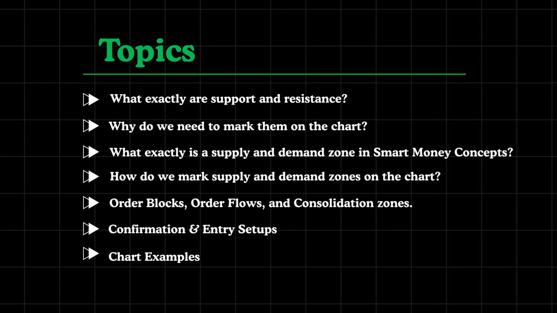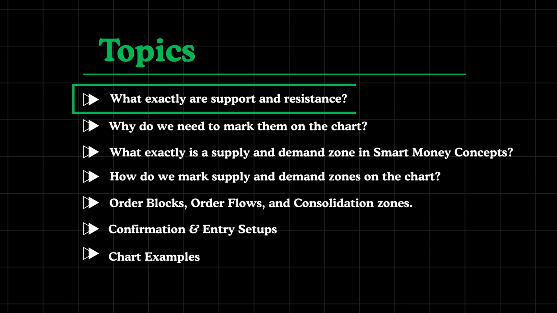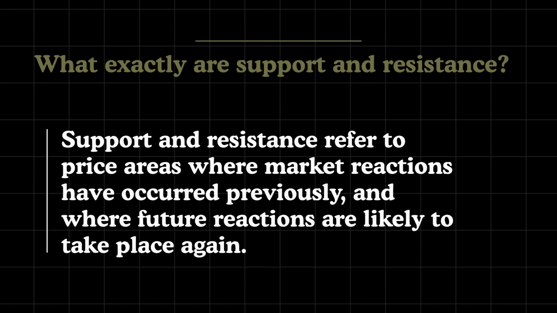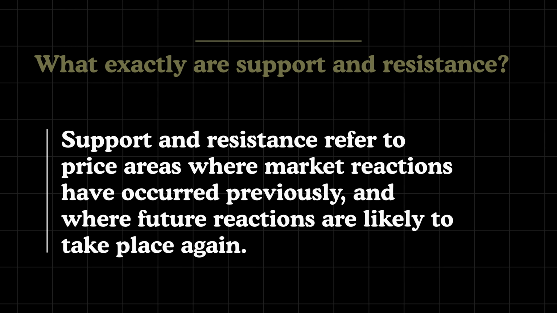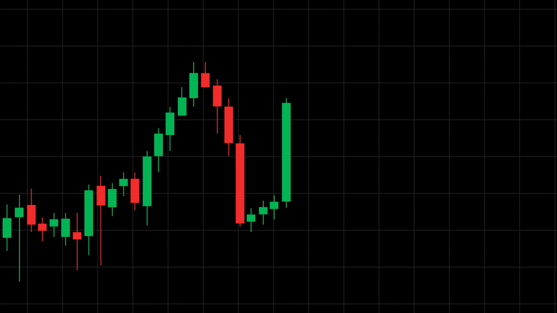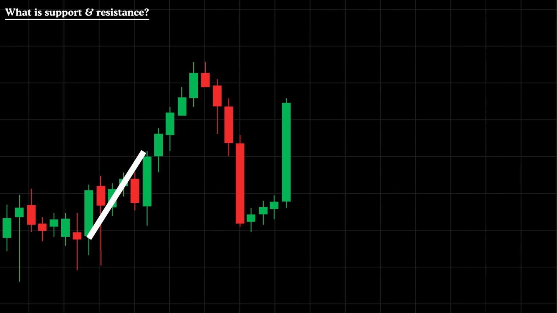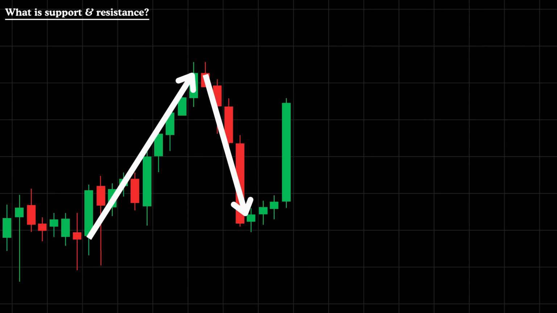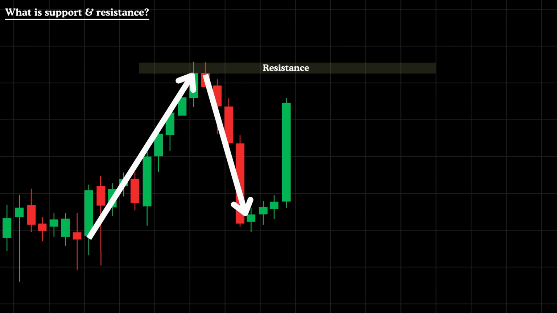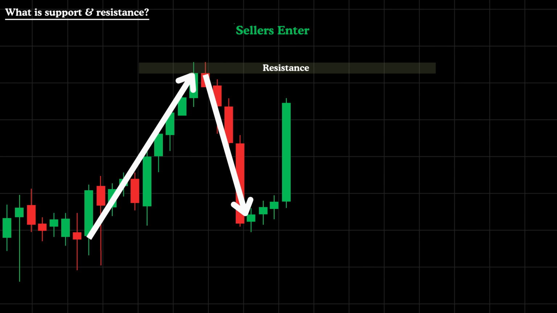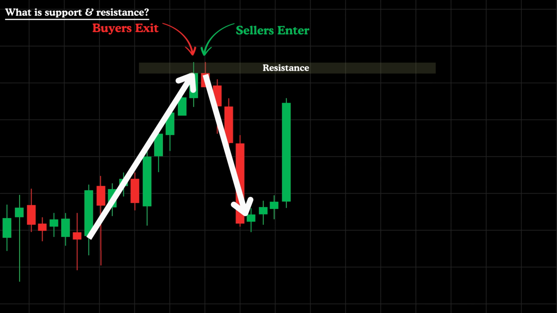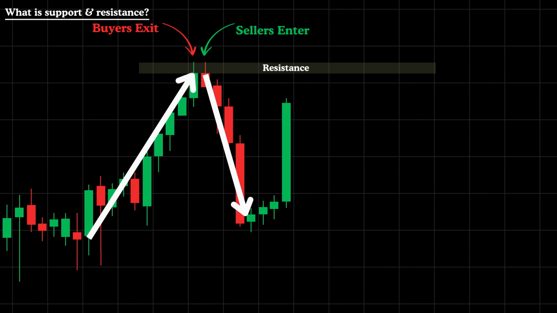Let's start with the fundamentals. What exactly are support and resistance? Support and resistance refer to price areas where market reactions have occurred previously, and where future reactions are likely to take place again. Now, looking at the chart, you'll see that price moved upward, reached this zone, and then pulled back. This zone is identified as resistance, suggesting that, for some reason, sellers began entering short positions, while buyers exited their long trades. This combination of actions is what causes the price to turn around from that level.